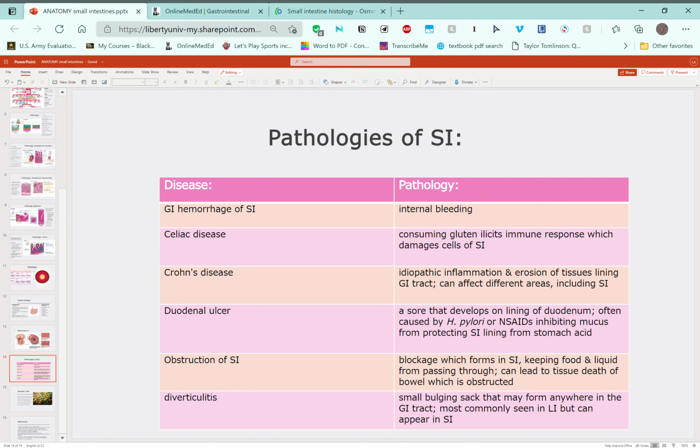Obstruction of the small intestines is a blockage which keeps food and liquid from passing through. This can actually lead to the death of the tissue where the bowel is obstructed. And then diverticulitis, this is seen more commonly in the large intestines but can affect the small intestines. And this is kind of like a small bulging sac that forms.